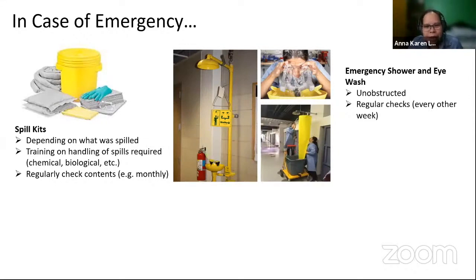So you have to have unobstructed access to the emergency shower and eye wash, so that in case of any emergency, you get washed right away, either your whole body or your eyes. And also, you have to regularly check them as well. It's a problem to have an accident and find out that your emergency shower or eye wash no longer works. So you have to make sure that they are working well.